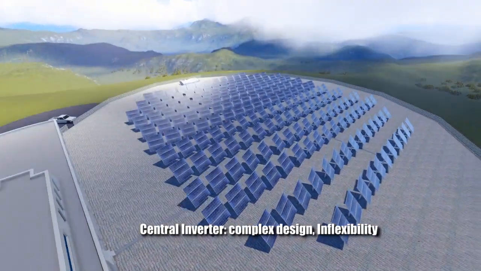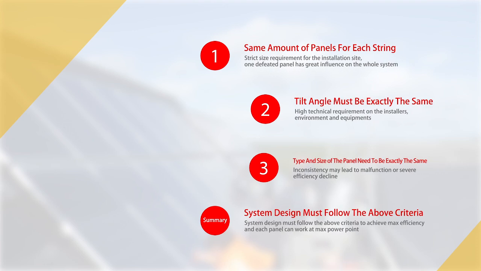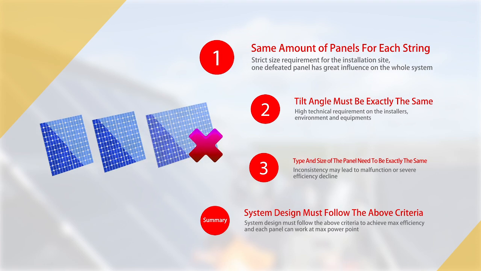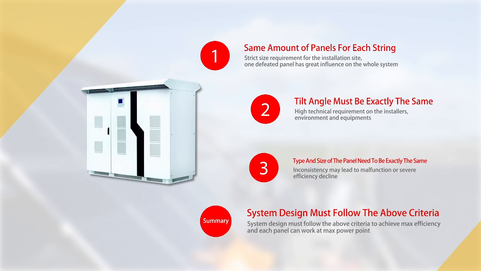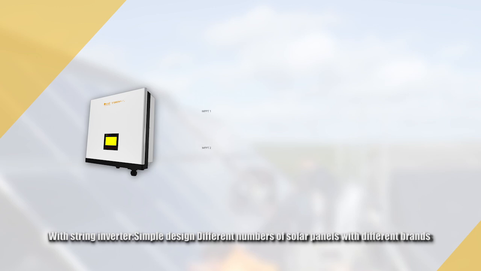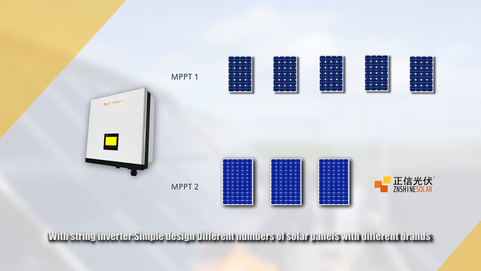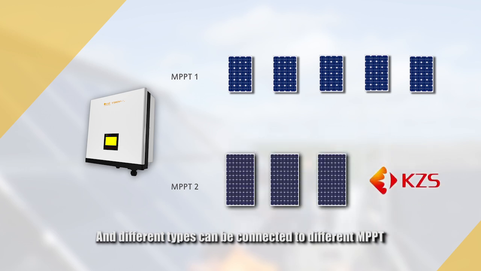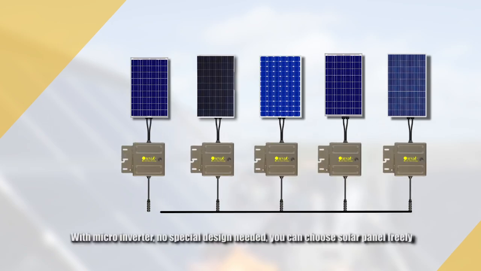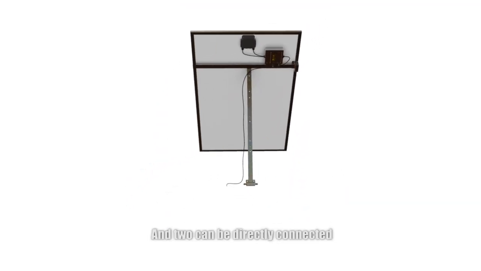Flexibility in the system design. Central inverter: complex design, inflexibility. To ensure that each string of solar panels is working at the maximum power point, the number of panels, tilt angle, panel type, and size of each string must be exactly the same. With a string inverter, the design is simple. Different numbers of solar panels with different brands and different types can be connected to different MPPT. With a microinverter, no special design is needed. You can choose solar panels freely, and they can be directly connected.